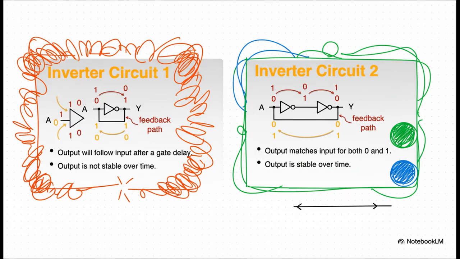But look at the right. If you link two inverters together in a loop, you create a stable circuit. If the output is a 1, it loops around and reinforces itself, keeping it a 1. If it's a 0, it loops around and keeps it a 0. It will hold that value forever. And boom, just like that, we've created a memory cell.